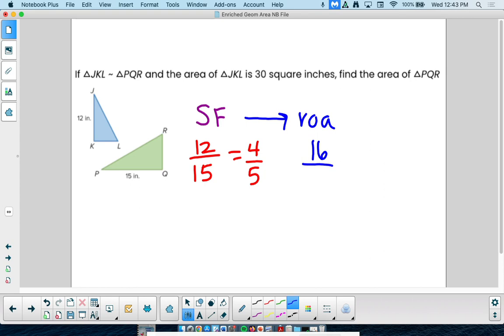Yep. 5 squared? Beautiful. So now that we know the ratio of our areas, we can use this to help us write a proportion to solve for our missing area.